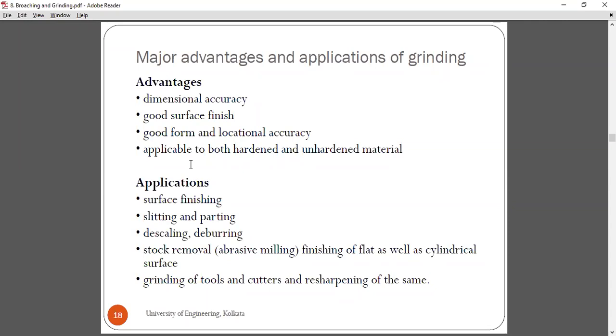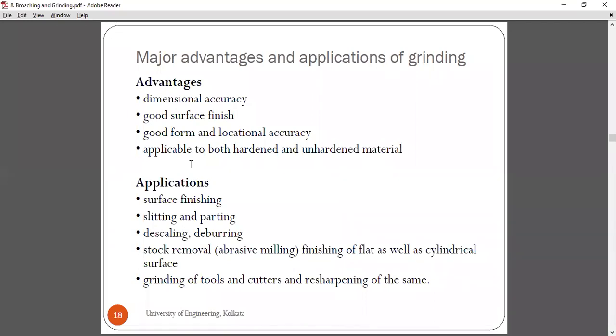We can use it for slitting. Suppose we have a long cylindrical rod and we need to slit it or make a slot in that cylindrical rod, or maybe any kind of shaft. We can do it with the grinding process. We can also part it into two parts. We can cut it from any portion, and we can make it into two parts.